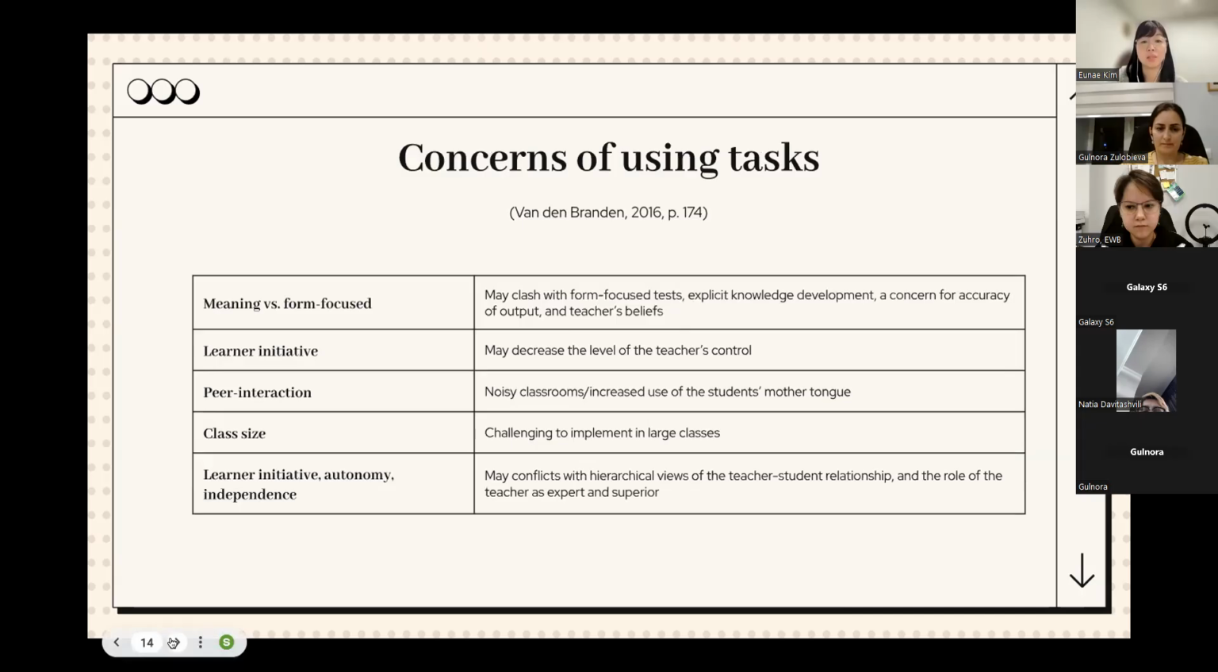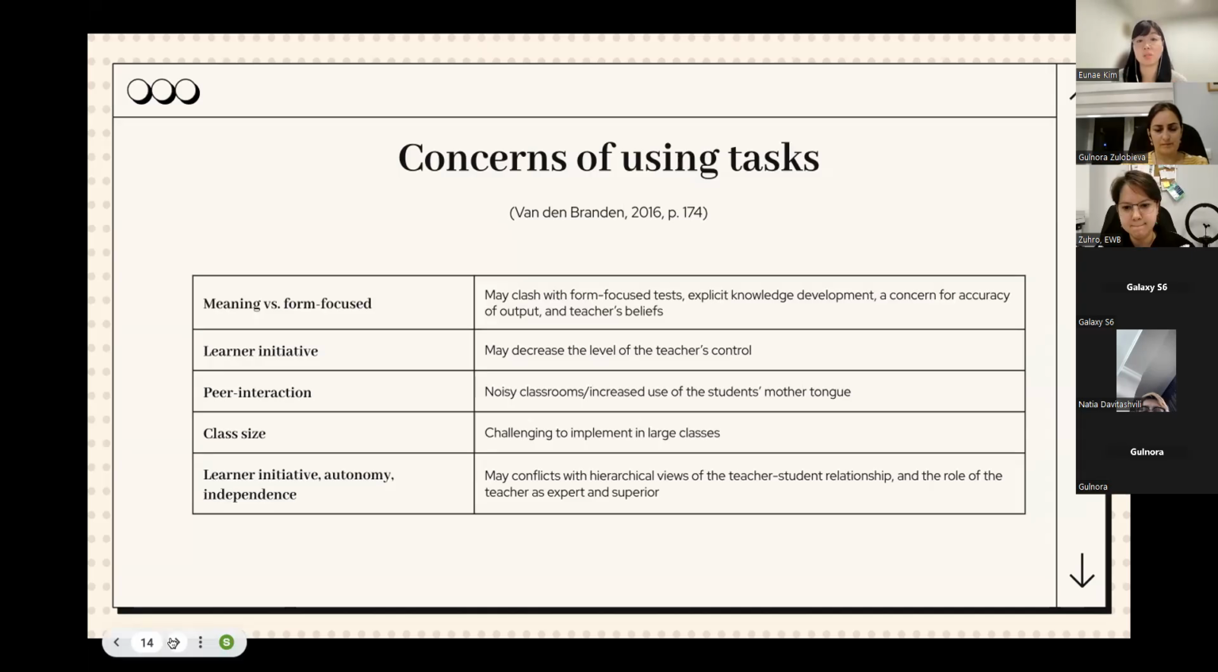We understand that using tasks is excellent, but is it doable in your context? What are some of your concerns? It may clash with exam-focused test contexts where we need to prepare students for a specific standardized test, TOEFL, for example. I saw some of you actually teach at a private institute for adults, right? Maybe there's a pressure of you need to, like, I don't know, teach them certain vocabulary or grammar rules. Some teachers don't believe in ignoring errors in students' output. Also, it needs to be more learner initiative. It may decrease the level of teachers' control.